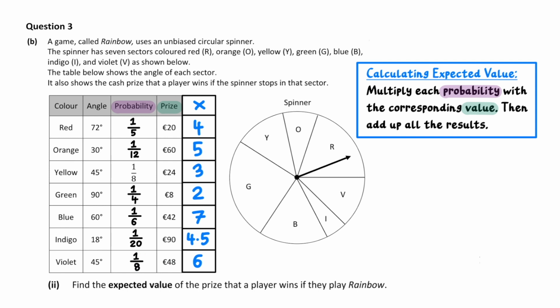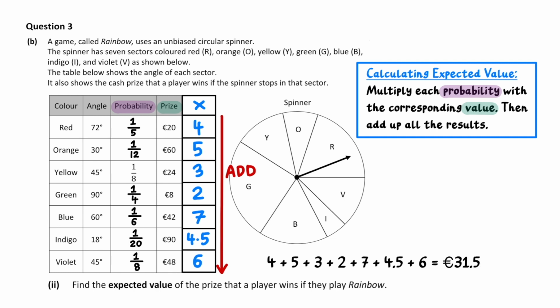To find our expected value, all we have to do is add up all these numbers. 4 plus 5 plus 3 plus 2 plus 7 plus 4.5 plus 6. When we do this calculation, we get an answer of 31.5. Since the prizes were listed in euros, the unit here is euro.